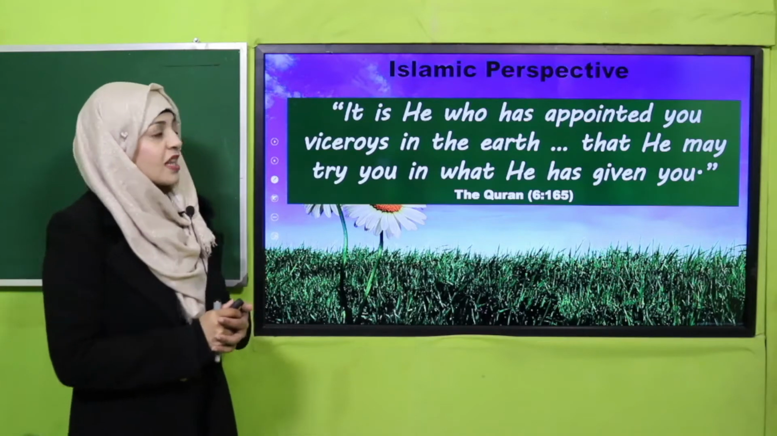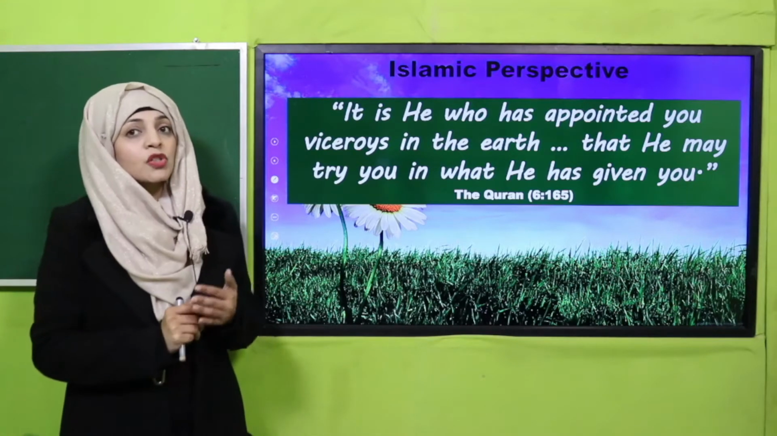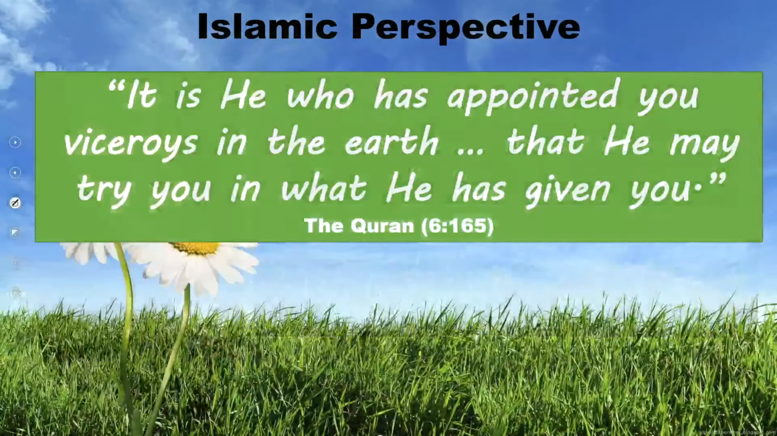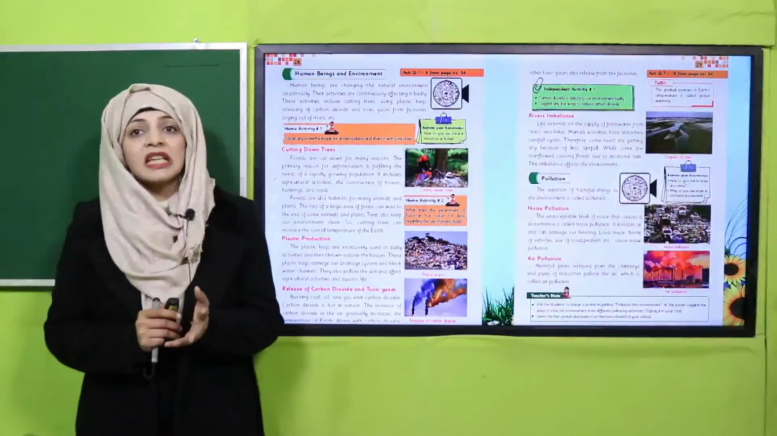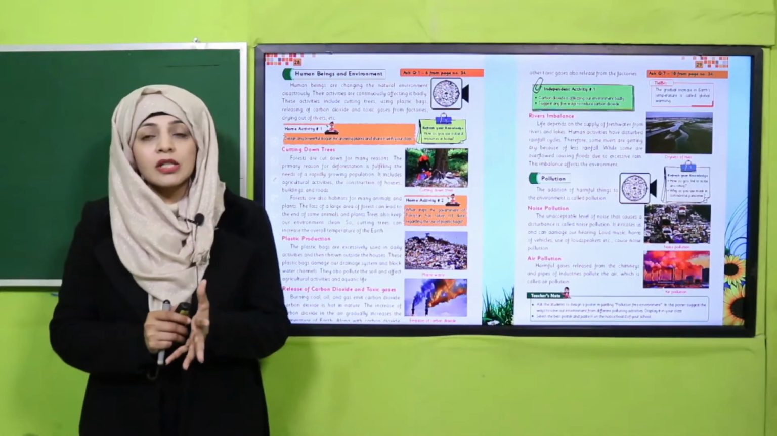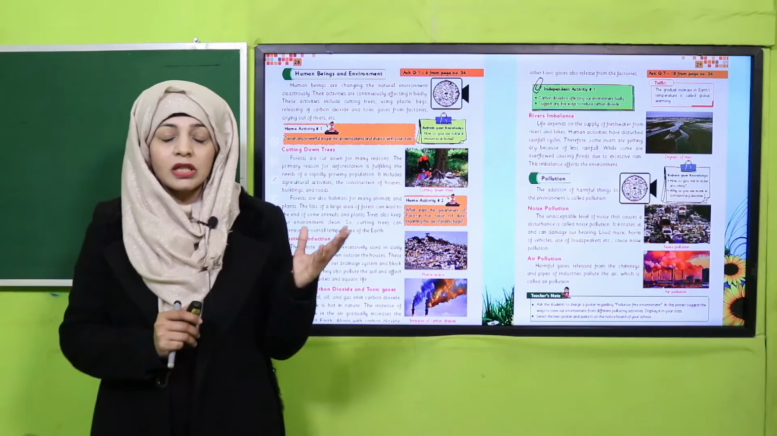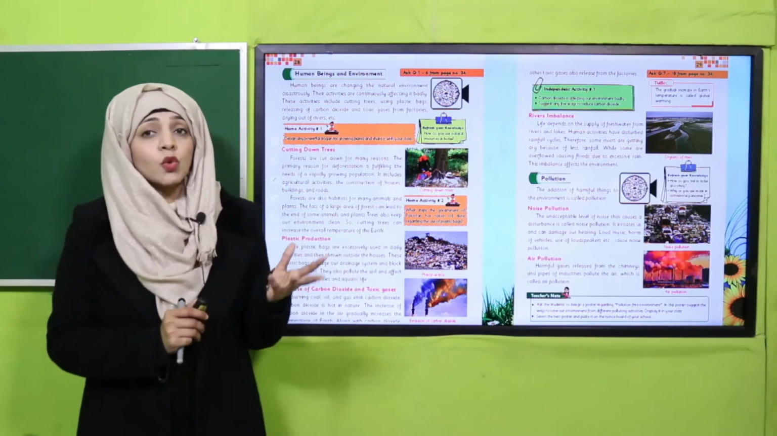So my dear students, let's quickly look at the Islamic perspective first, which is related to the objectives of this unit. It is He who has appointed you viceroys in the earth, that He may try you in what He has given you. There is not an animal that lives on earth, nor a being that flies on its wings, but they form communities like you. Nothing have we omitted from the book, and they all shall be gathered to their Lord in the end. These were the Islamic perspectives which are related to the student learning outcomes.